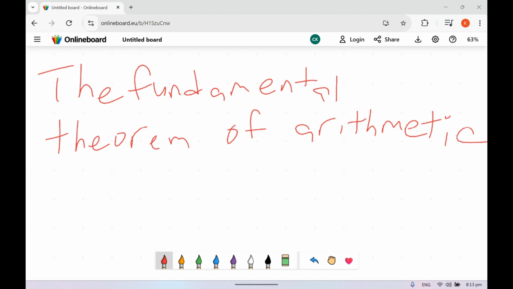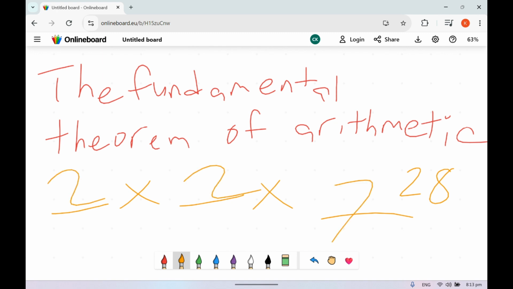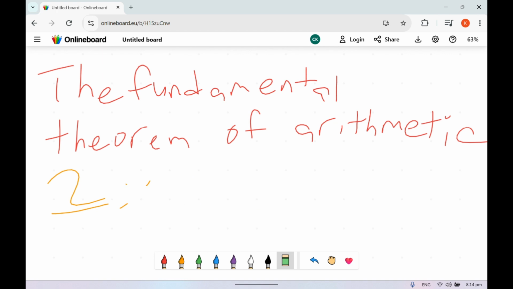What do I mean? If you have any composite number in the world, there is definitely a way. I'm just going to give you an example. The number 28 is composite, right? I can definitely make it a product of prime factors. There we have it. 2 times 2 times 7 is 28, agree? So the fundamental theorem of arithmetic states that any composite number can be factorized in such a way that all the numbers are prime.